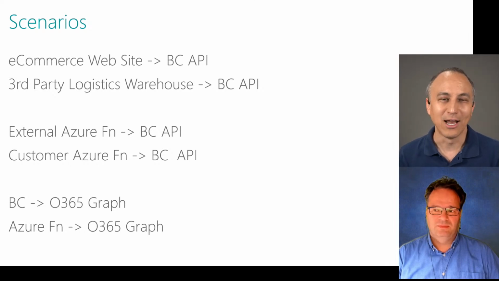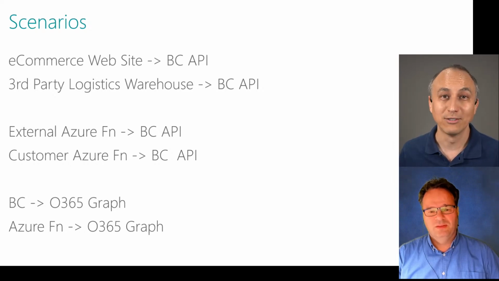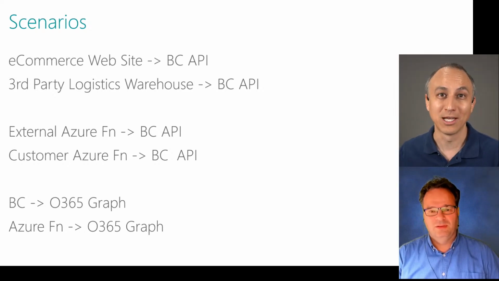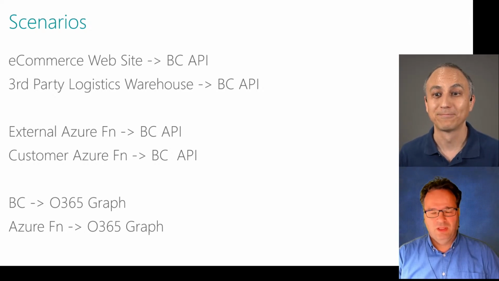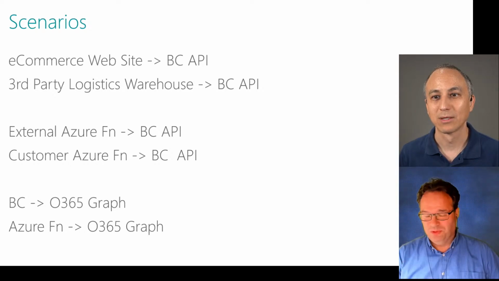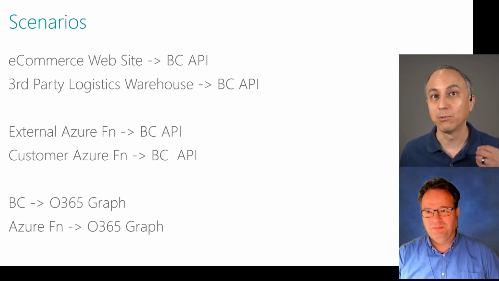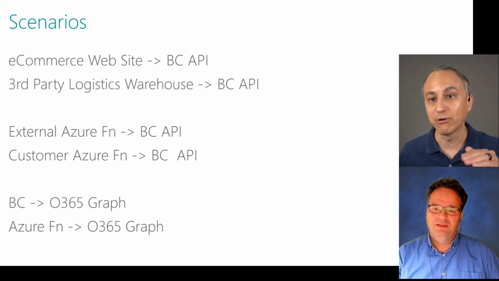Very interesting. Now, what if this third-party logistics warehouse, and I'm going to go out on a limb and say 100% of the 3PL warehouses I've worked with do not use Azure? Well, if they don't use Azure, it's going to be hard to get access to Business Central. I mean, they need to be on Azure. How are they going to authenticate? Can the BC customer do the app registration and the secret and provide that to them?